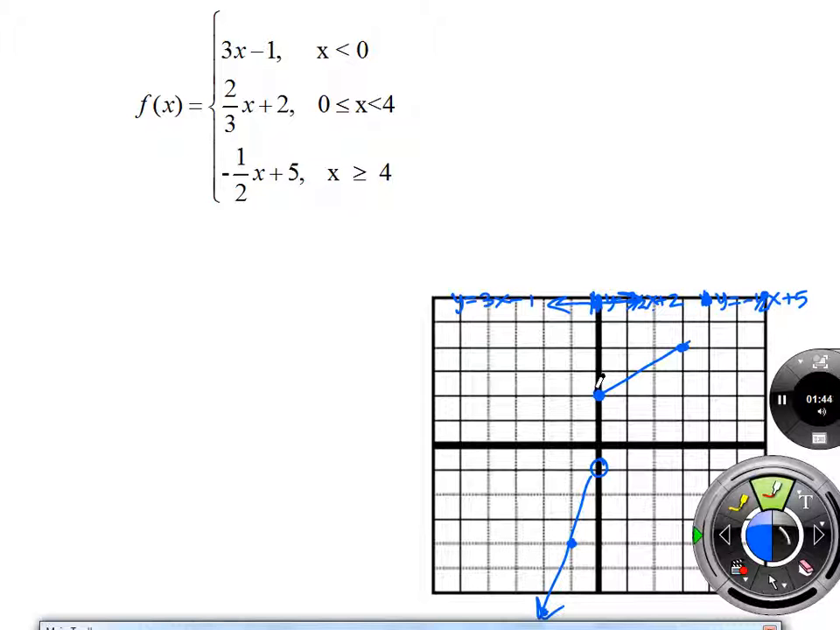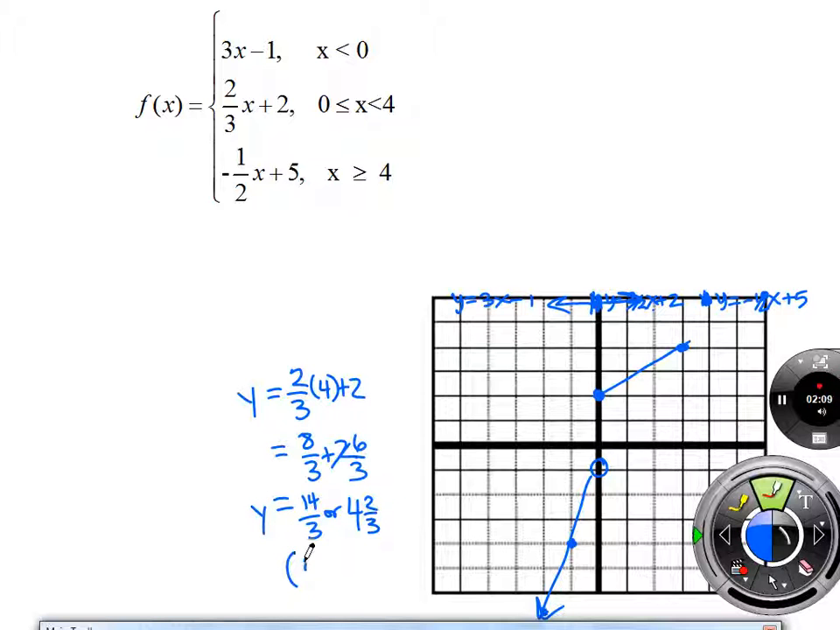So again, I'm going to plug 4 into that function. So 2/3 times 4 plus 2. What do I get as a y value when I plug in that x value? So I get 8/3 plus 2. 2 is like 6/3. So I get 14/3 or 4 and 2/3. So this is like the point 4 comma 4 and 2/3.